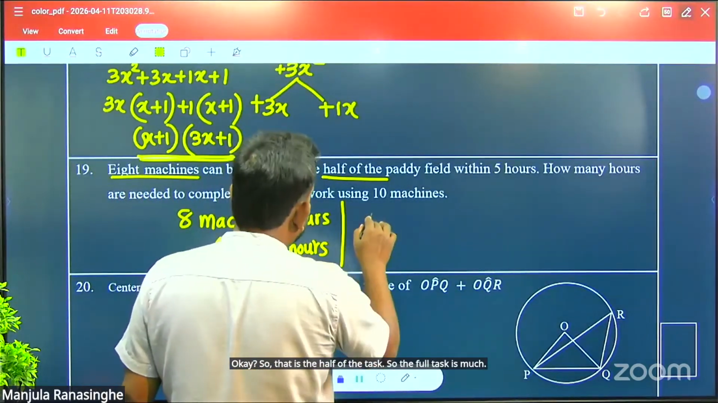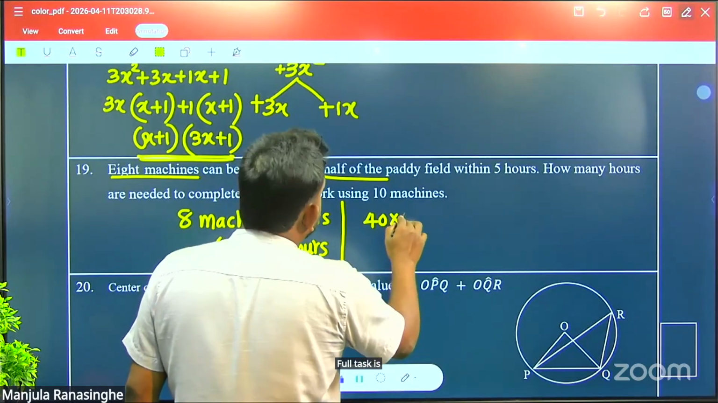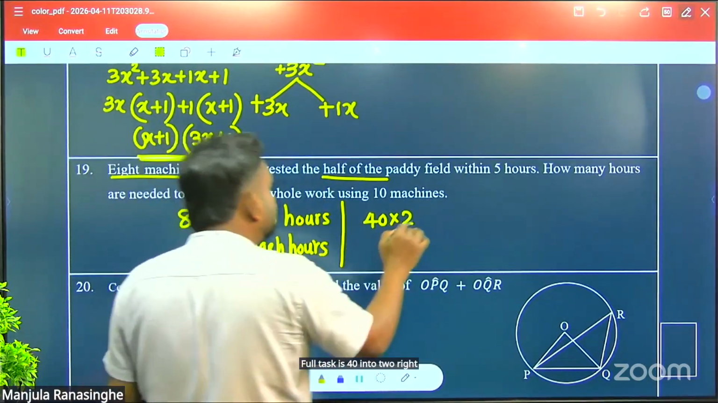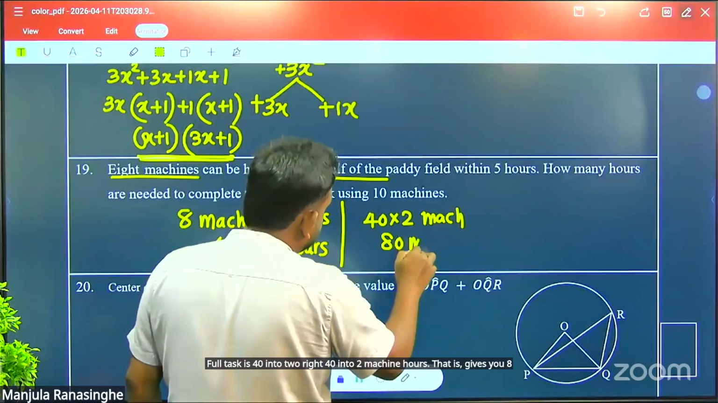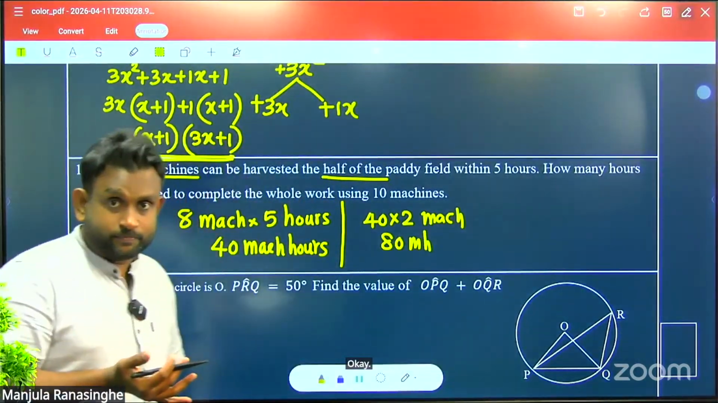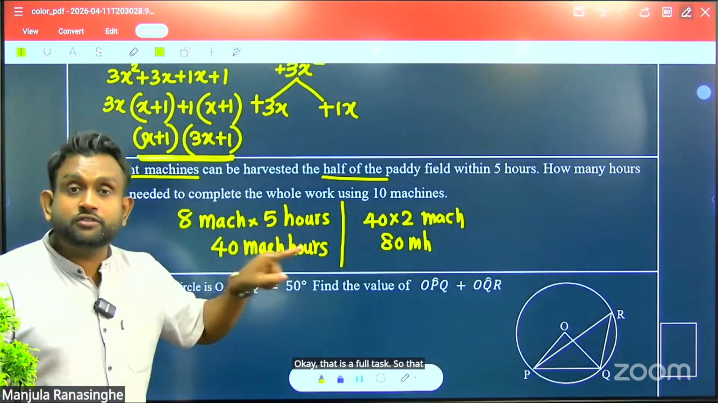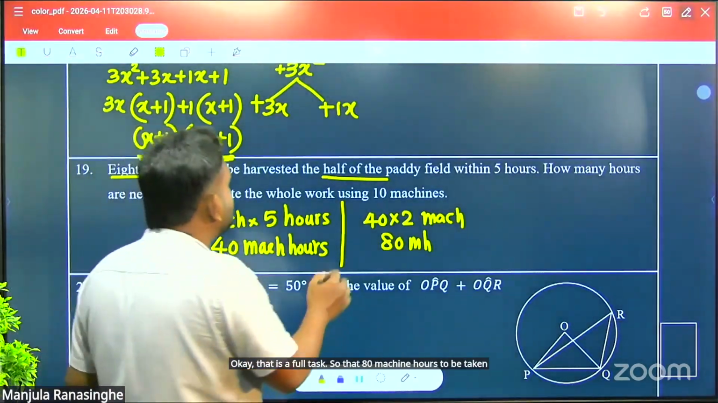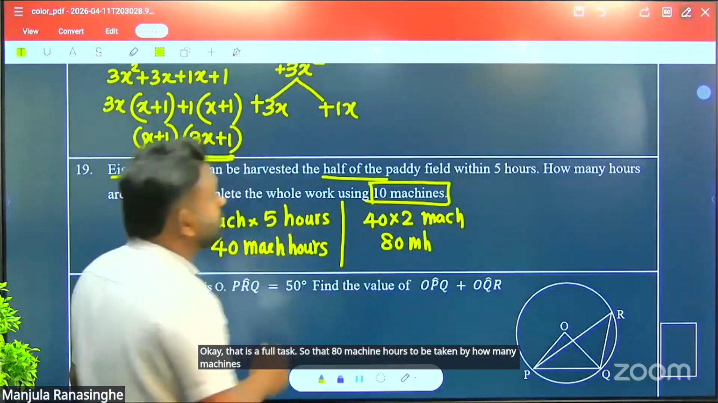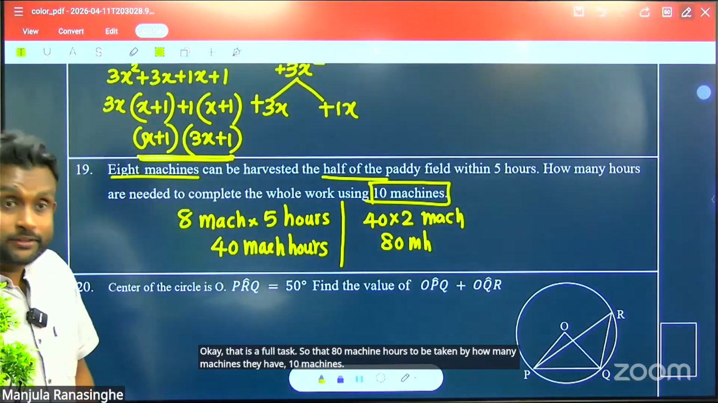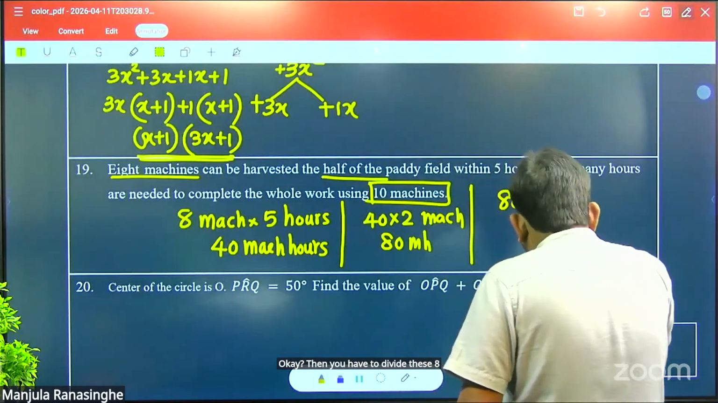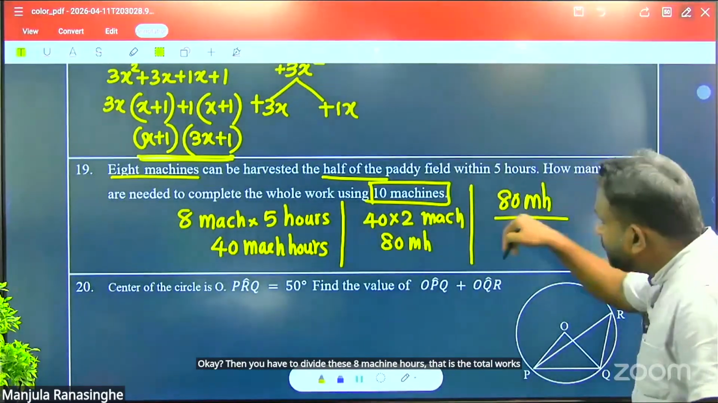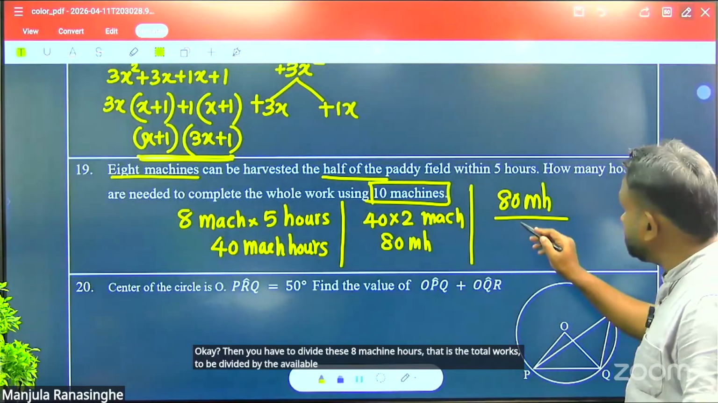Full task is 40 into 2, right? 40 into 2 machine hours gives you 80 machine hours. Okay, that is the full task. So that 80 machine hours is to be taken by how many machines they have? 10 machines. Then you have to divide these 80 machine hours, that is the total work, by the available machines, now 10 machines.